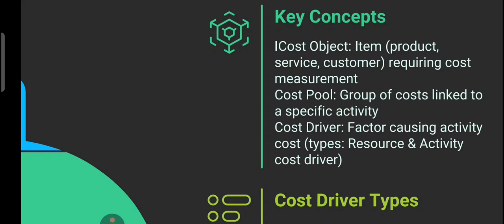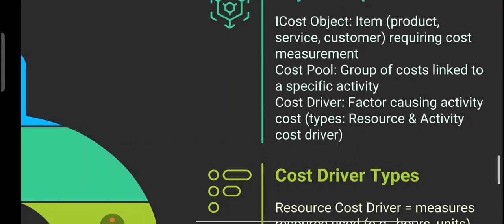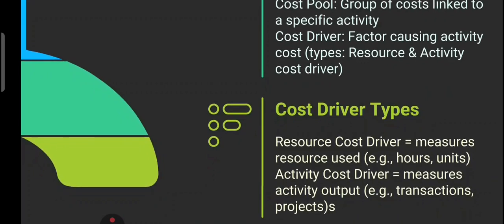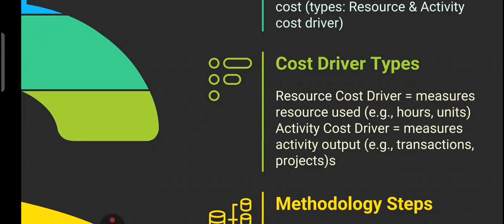So cost object means what you are calculating the cost for, like a product or service. Cost pool means group of similar costs tied to a specific activity. And cost driver means what drives the activity that causes the cost, like machine hour, inspection, order processed, right? Then we have types of cost driver. It may be a resource cost driver, which measures how much resource is used, like time and labor. Or it can be an activity cost driver, which measures the frequency or intensity of the activity.